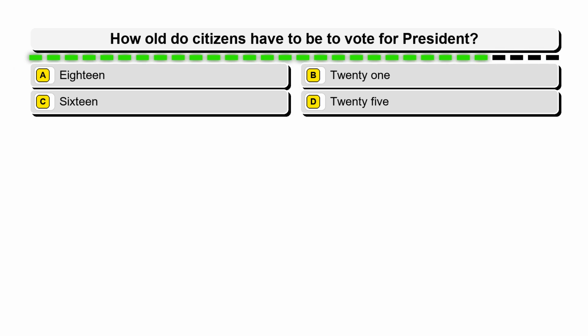Question 112. How old do citizens have to be to vote for president? Option A, 18, option B, 21, option C, 16, option D, 25.